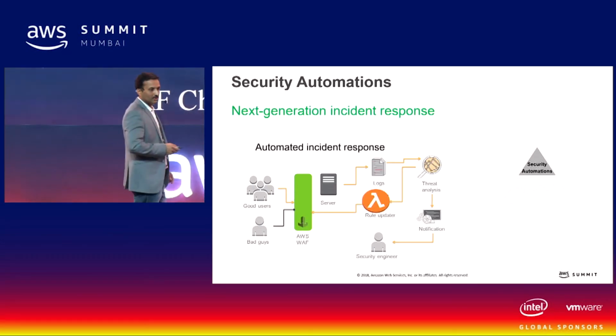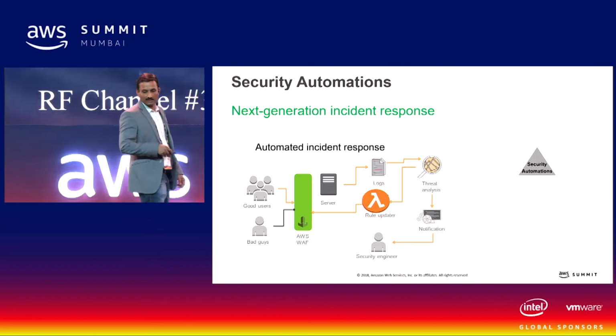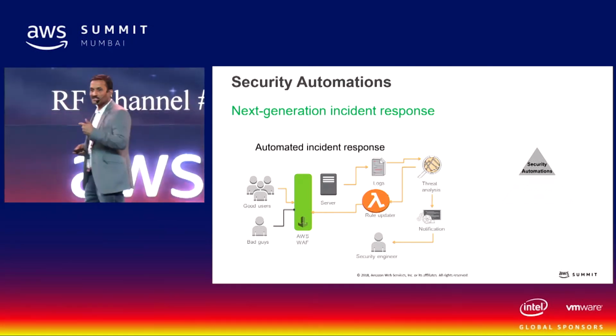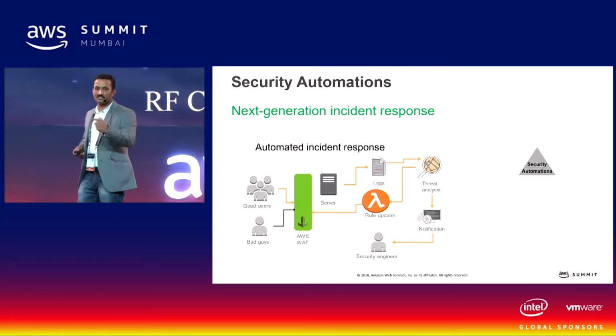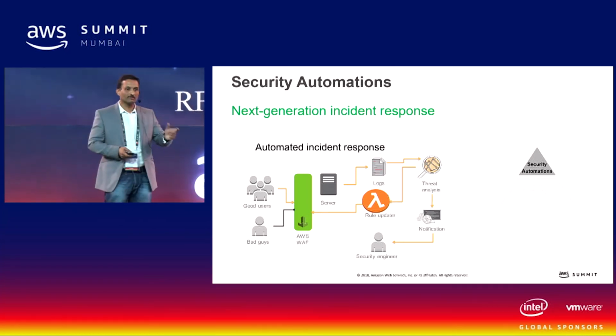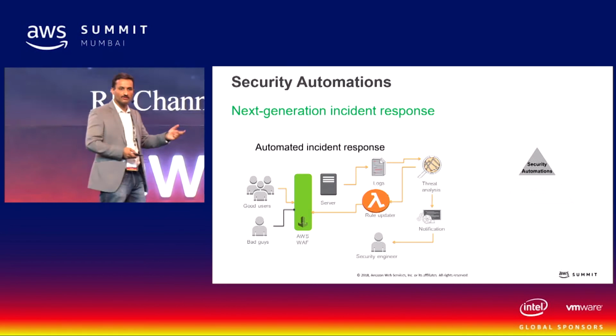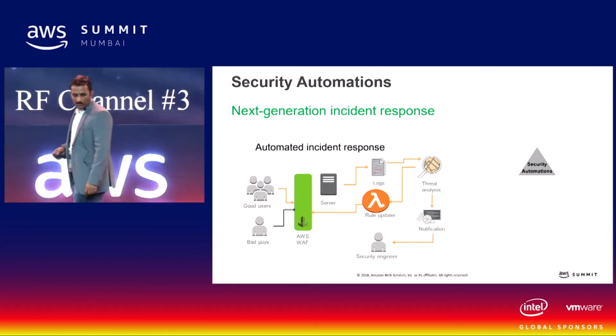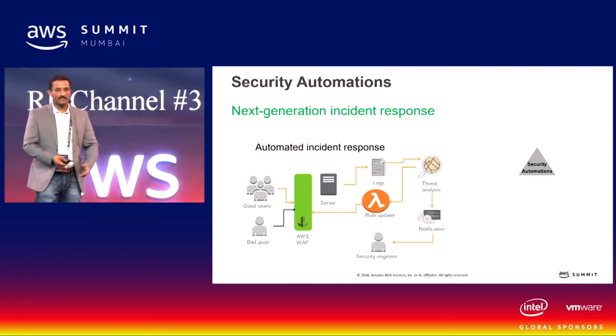In WAF, what you can do is follow the same technique where the threat analysis is generating a notification. At the same time, it can trigger a Lambda function which can extract some of the information from the log and use it in the WAF to mitigate that particular threat, right? So this makes it really easy, right?